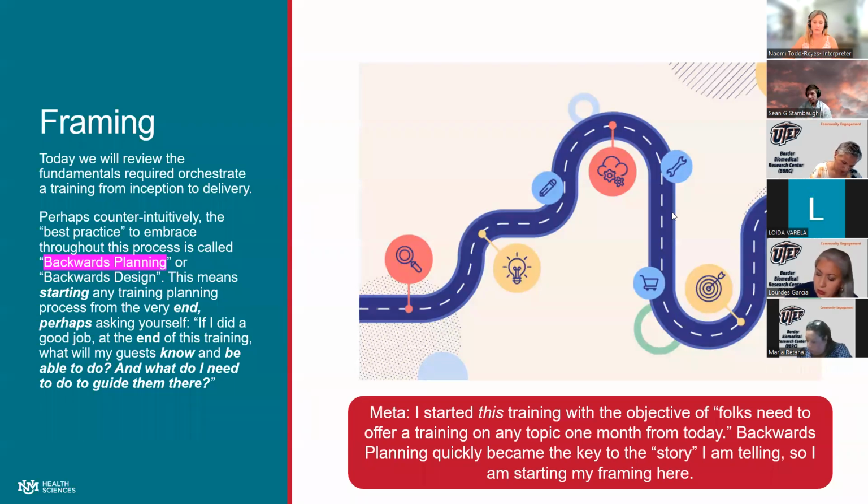So for this training, in my backwards planning process, I started at the end with the objective that folks need to offer a training on any topic 1 month from today. If I do a good job today, you should feel confident in planning and setting up a training for yourselves 1 month from now. And that was really the goal for this training. And that's where all of my planning came from, that goal.